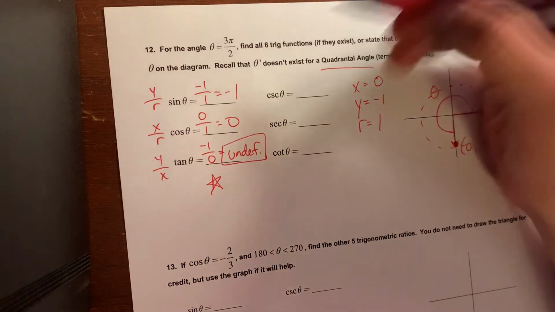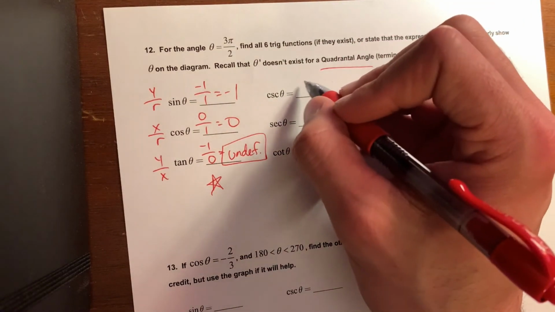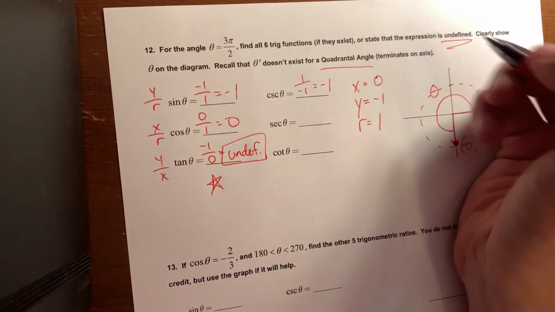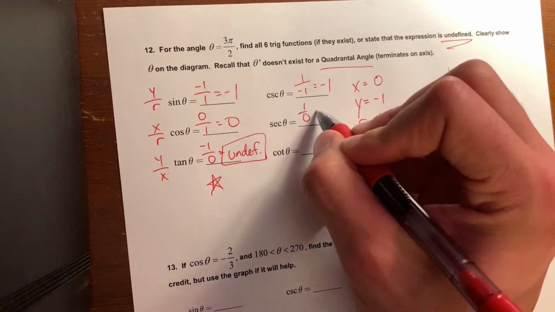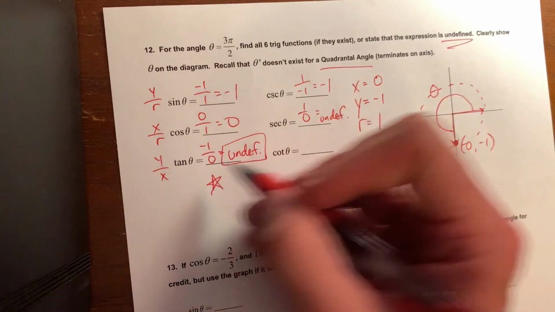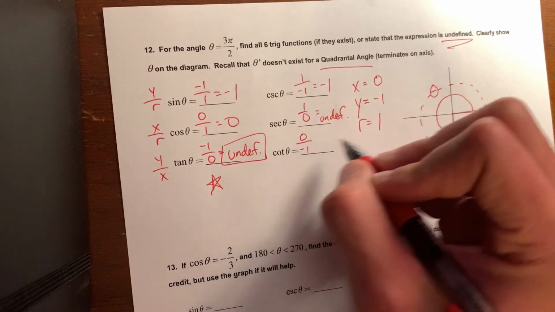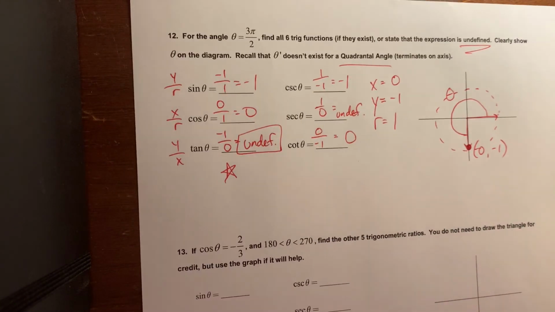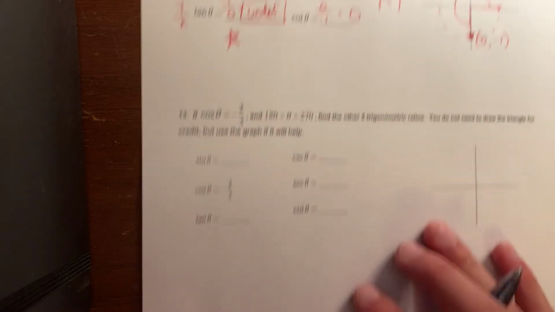And then for my other 3 reciprocals, I take those and I flip them. So 1 over -1 still equals -1. 1 over 0, now when I flip that, that's undefined too. But then cotangent becomes okay, because that 0 moves to the top. 0 over -1 is still just 0. Very good.